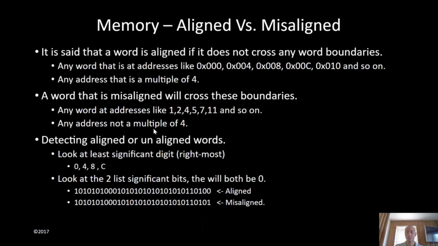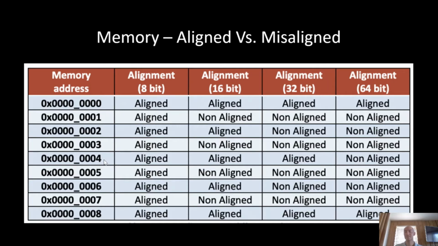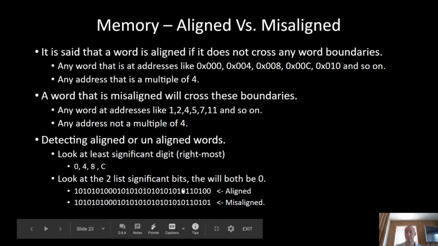And how do you know if it's aligned or not? For 32 bits, your address has to be a multiple of 4. If the memory address is a multiple of 4, it is aligned. If it's not, like a 3 or 2, it's not aligned. You can look at the last digit: if it's 0, 4, 8, or C, it is aligned, a multiple of 4. If you are looking at binary, the last 2 digits are going to be 0. So if you have 1, 0, 0, that is aligned. If you have a 1 in the last two places, that is not aligned.